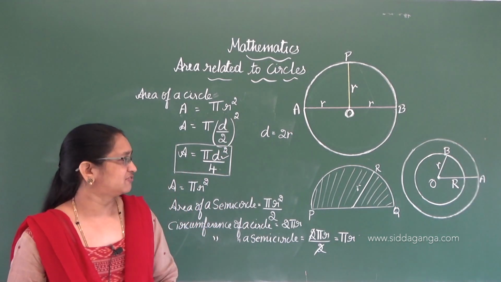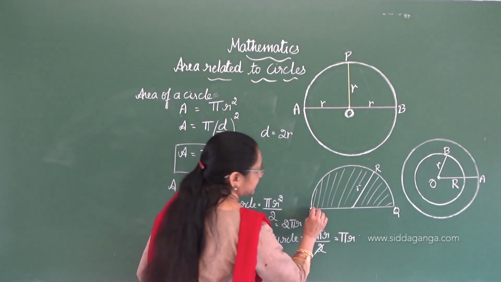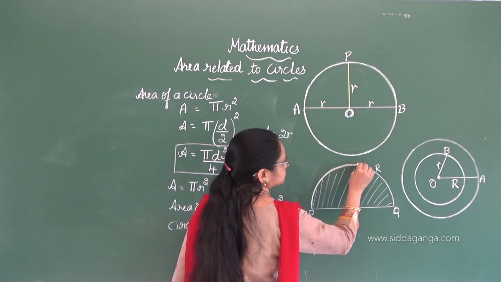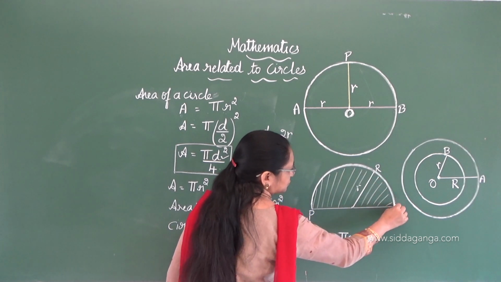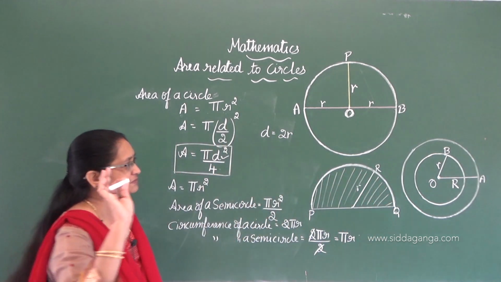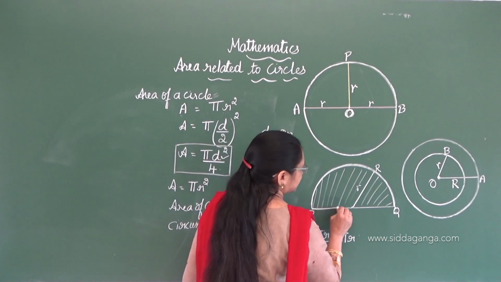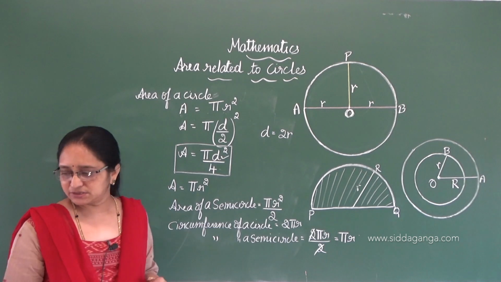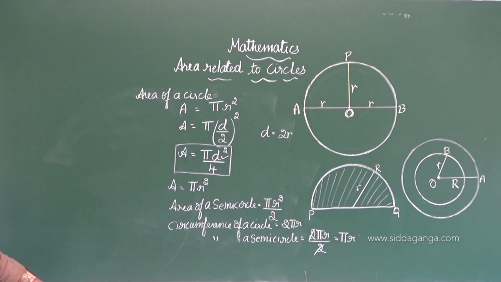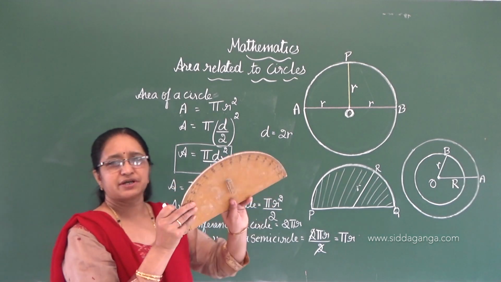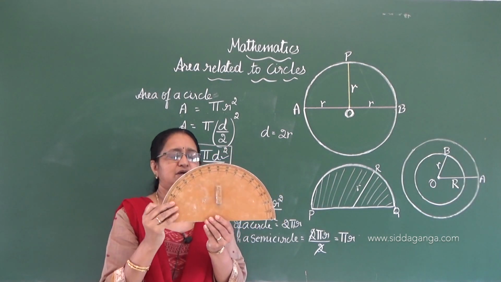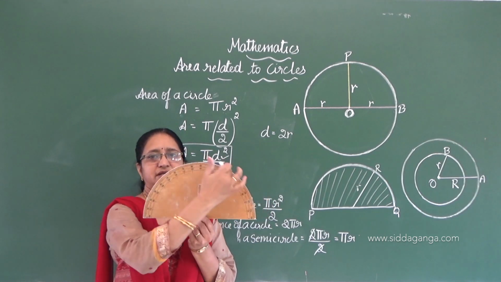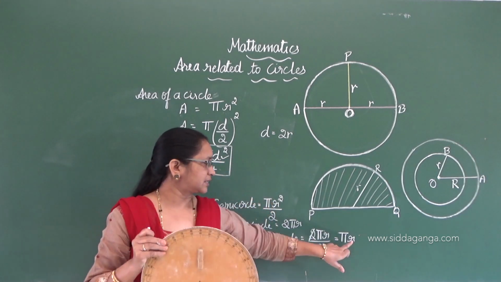But you should be very careful. I am just giving the circumference of a semicircle, means only this part. So you should be careful. Then if PQ is also included, then what will be the formula? See, you all know this protractor. It is in the shape of a semicircle. Now, if I want to calculate only this, then it is pi r, correct?